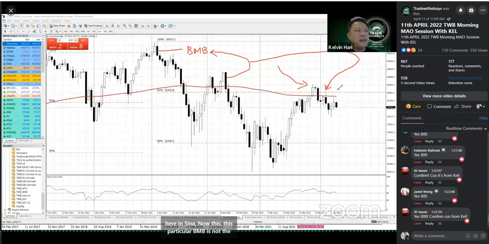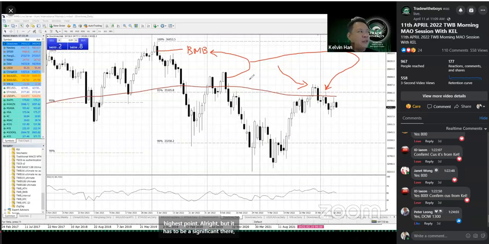Now, this particular BNB is not the highest point. All right, but it has a bit of significance there because if you look carefully now, from the highest point, 100%, the next number is 95, right? Do you notice that the market actually triggered the 95% mark recently here? And after that, pulls back down? That is something that is interesting. So to me, it's all right. The BNB is there. All right, forcefully is there. Right, and because of that, that means today is critical. Okay, it's critical because the BNB SL is still there, right?